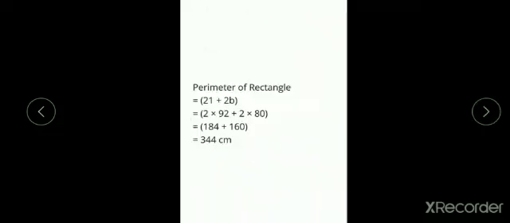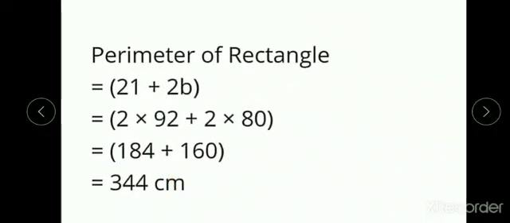Now we have got a computer. Now we should calculate the perimeter of the computer. So the length of the computer is 92 centimeters and breadth is 80 centimeters. Now what will we do? Perimeter of a rectangle is equal to 2 length plus 2 breadth, that is 2 into 92 plus 2 into 80, that is 184 plus 160, that is equal to 344 centimeters. 344 centimeters is the perimeter of the computer.